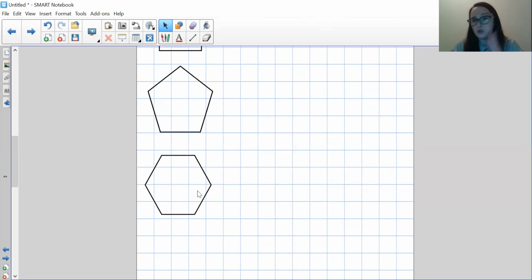Okay, now there's other different shapes as well. We've got a heptagon, which is a seven-sided shape. We've got an octagon, an eight-sided shape. We've got, this is a really funny one, a nonagon, which is a nine-sided shape. And we've even got a 10-sided shape, which is a decagon.